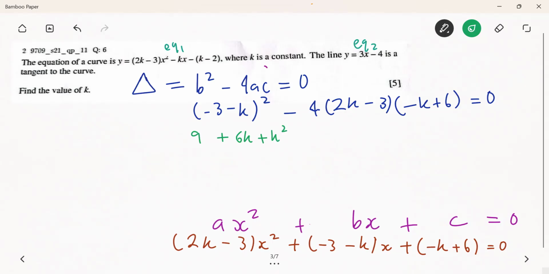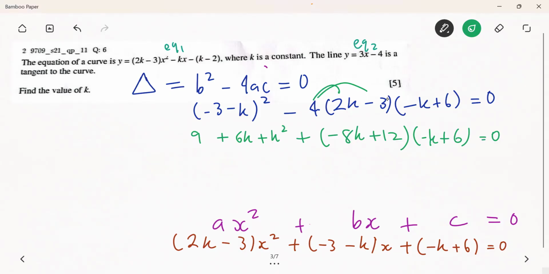Now I'm going to distribute the negative 4 into that first bracket. I'm going to say plus because I'm distinguishing this term from that second term. So I distribute the negative 4 into the first bracket. That's minus 8k. Negative 4 times negative 3 is positive 12. And then minus k plus 6. From there, I will continue and simplify this further.